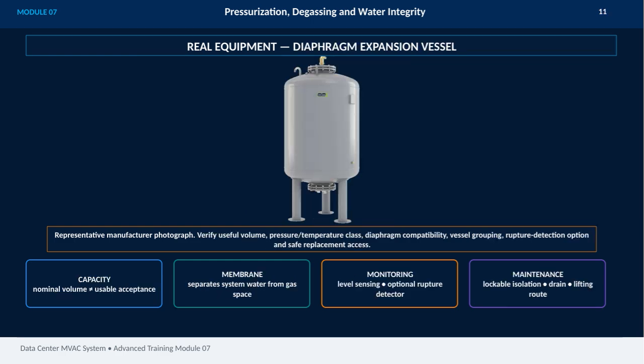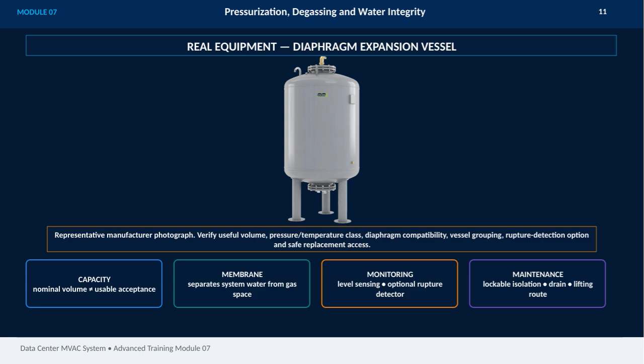system. This slide focuses on the diaphragm expansion vessel, a key component in the pressurization and degassing system of a data center's MVAC system. The nominal volume of the vessel is different from the usable acceptance volume, which is important to keep in mind when planning system capacity. The membrane inside the vessel separates the system water from the gas space, ensuring proper operation and preventing contamination.